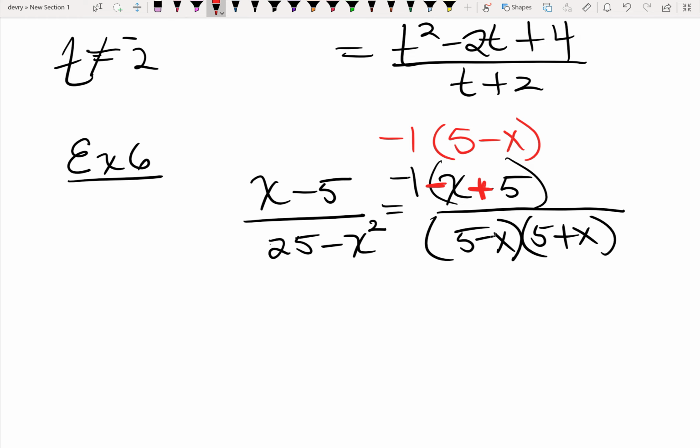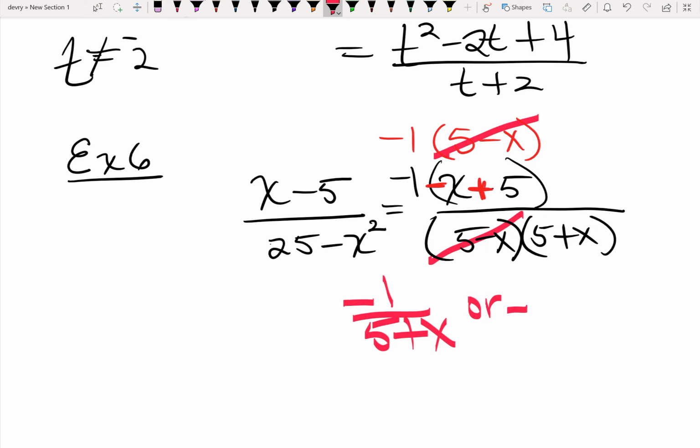Technically, this would cancel at this point, wouldn't it? So the 5 minus x's would go away, and you would be left, in this case, with negative 1 over 5 plus x, which is what's left over. Or if you chose to take the negative here and then leave this as 1 over x plus 5. It's up to you. Either way it works. And these are both solutions. And that is a summary of 5.1 in your textbook.